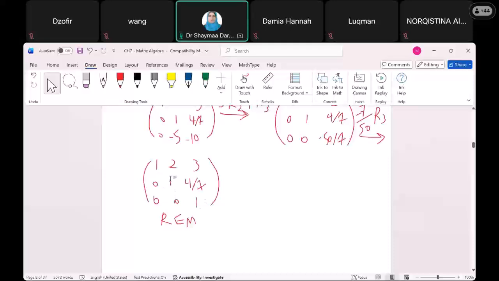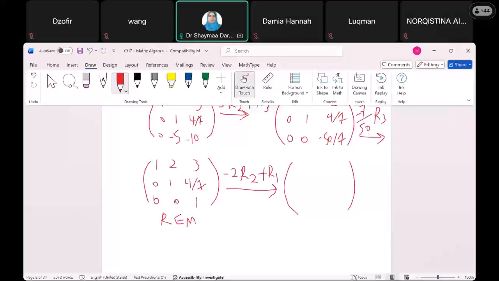That means that for each leading one, the other numbers in its column should be 0. The first leading one has 0 below. Now the second leading one has 2 above it, not 0, so it should become 0. To do this, I use the same leading one in the same column. To make it 0, you multiply the row including the leading one by minus 2, adding to the first. So multiply the second row by minus 2, adding to the first row.